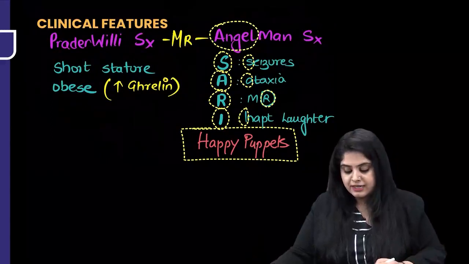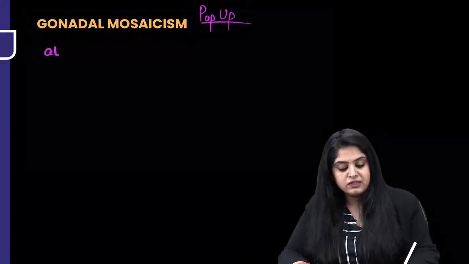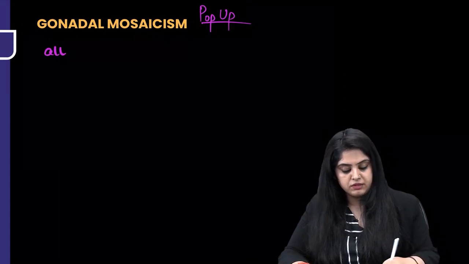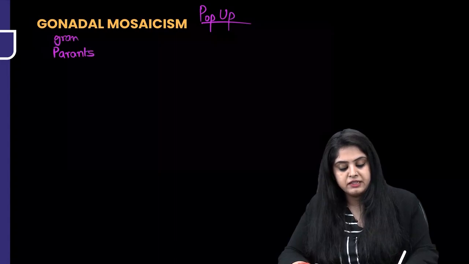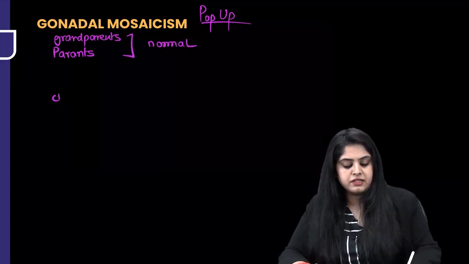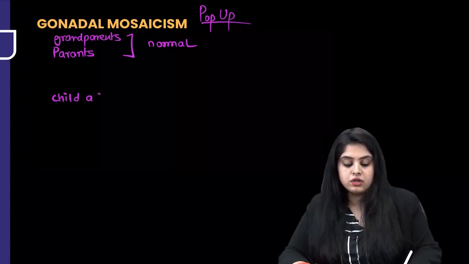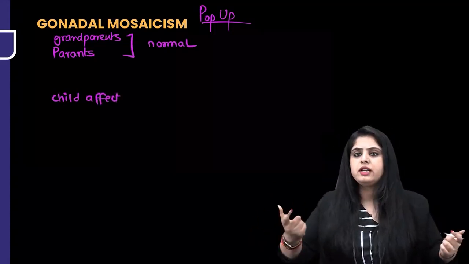One last left, and that is gonadal mosaicism. What I call it is the pop-up. Pop-up means what? That all the generations are normal. When I say all generations are normal, I mean that the parents, the grandparents, and everyone in the family is basically gonna be normal. But then there is a child affected. So everyone is shocked that, okay, when everyone in the family was normal, then why is this child born with the disease?